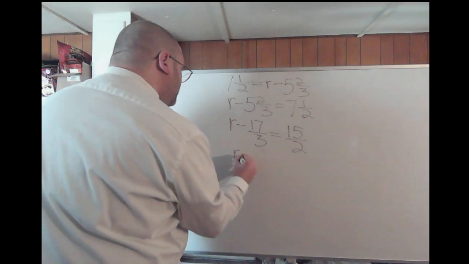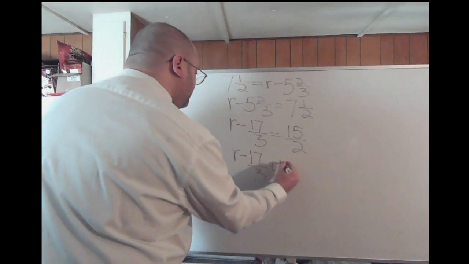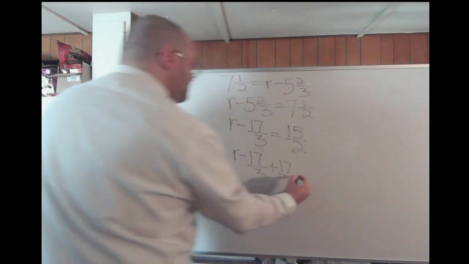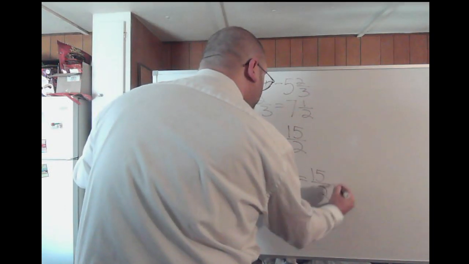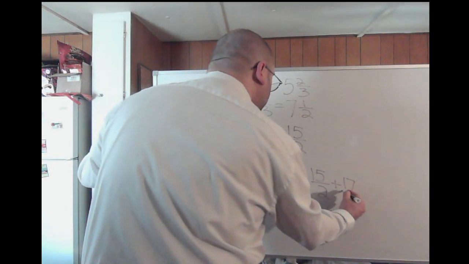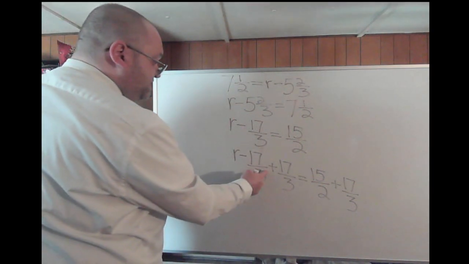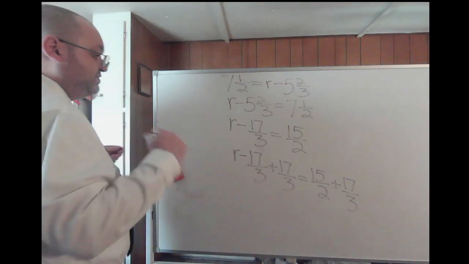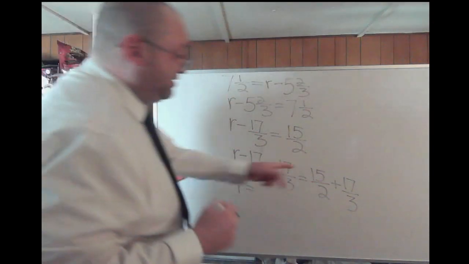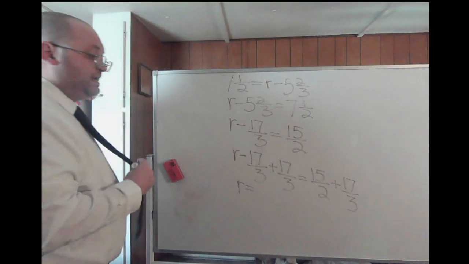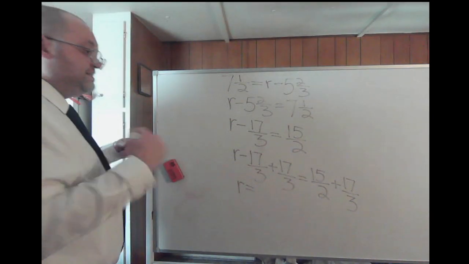So you'll have r minus 17 thirds plus 17 thirds would be equal to 15 halves plus 17 thirds. Okay, so on the left side, negative 17 thirds plus 17 thirds, that goes to 0. You'll just have r by itself now, but we still have to deal with the 15 halves plus 17 thirds. We need to find the least common denominator of 2 and 3. In this case, that would be 6.